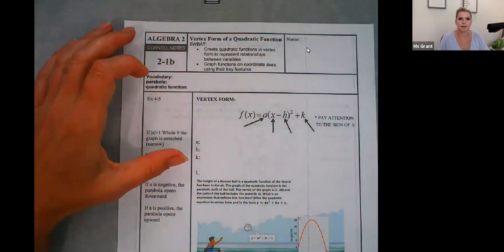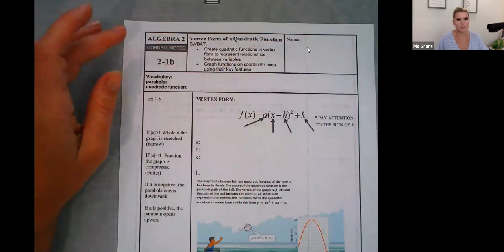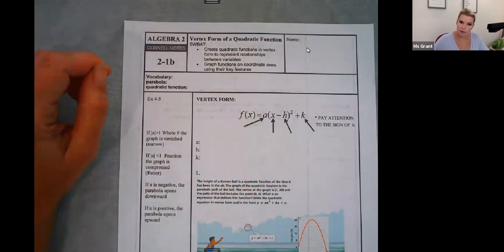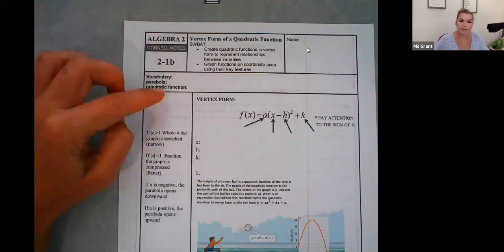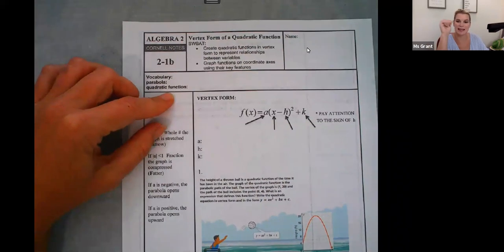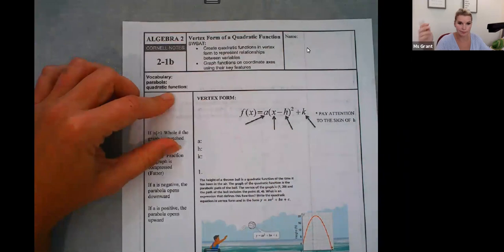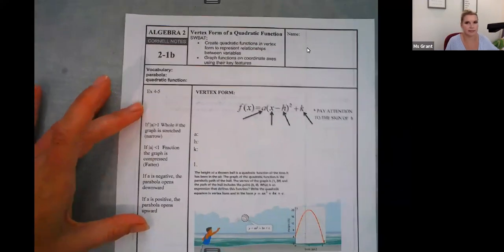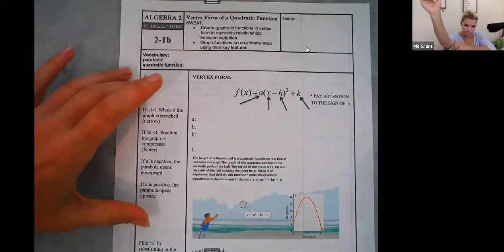Yesterday we did this vocabulary as well, but a parabola is still the U shape that a quadratic makes. A quadratic function means that there is an exponent of 2, a squared, okay? All this is still the same because it's still important. I wanted to include it.